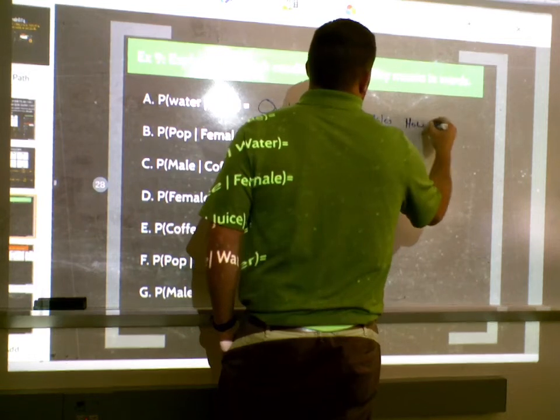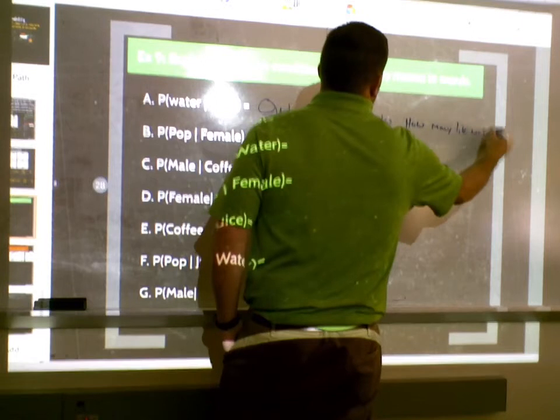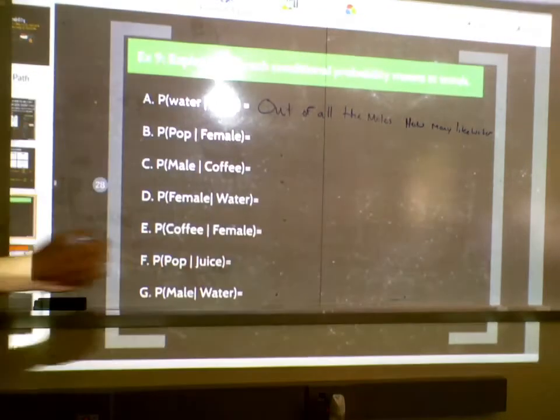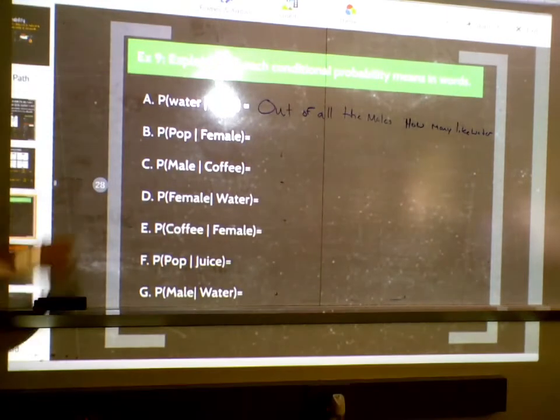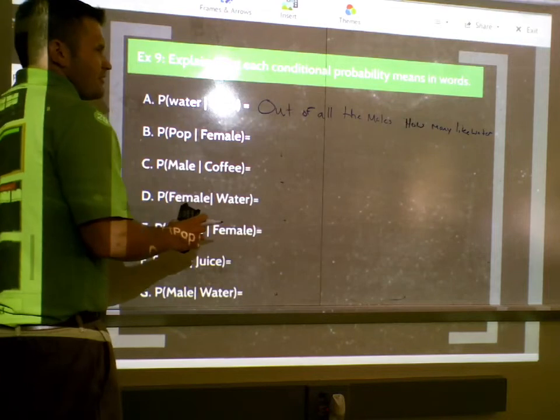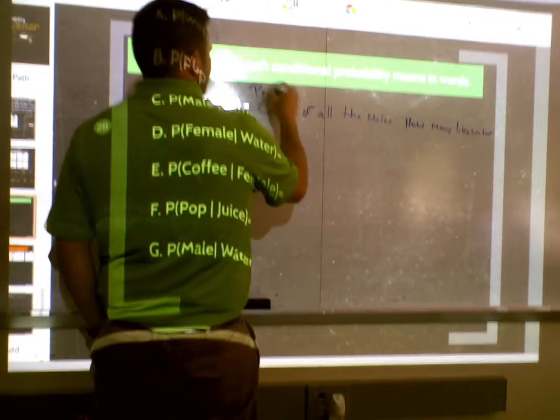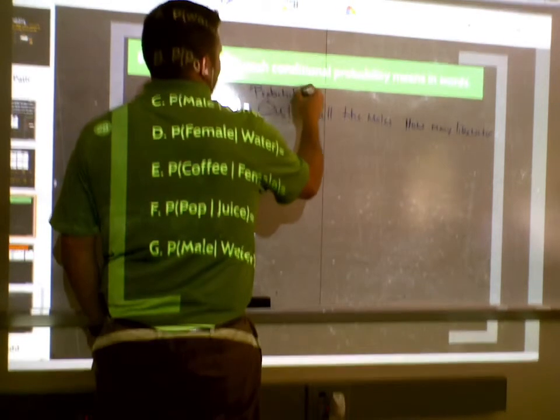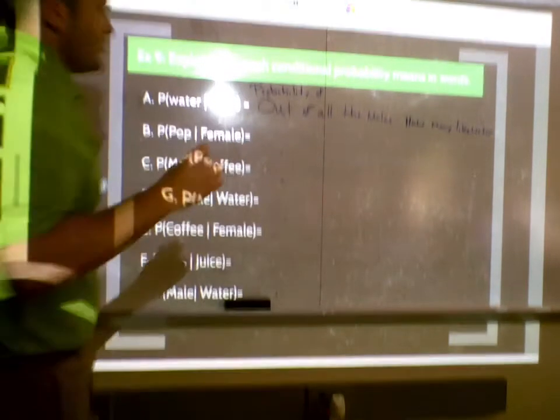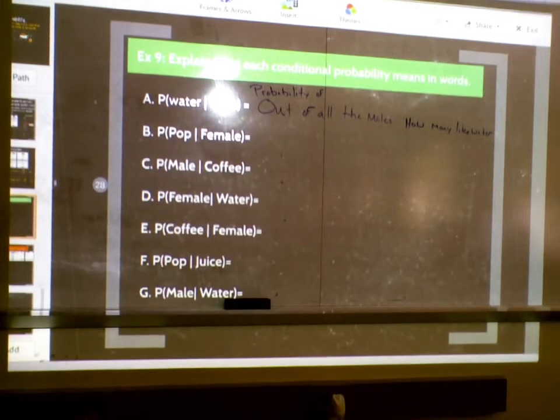I like that, Christian. How many like water? Out of all the males, how many like water? What's the probability, Christian? Okay, so it's the probability of all the males who like water.